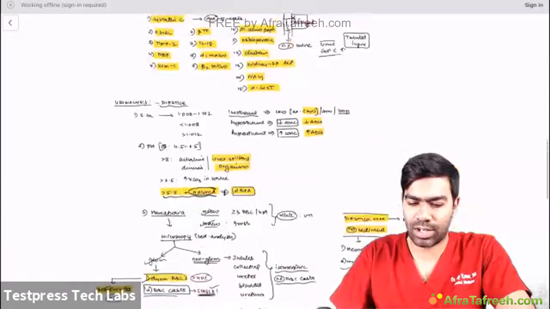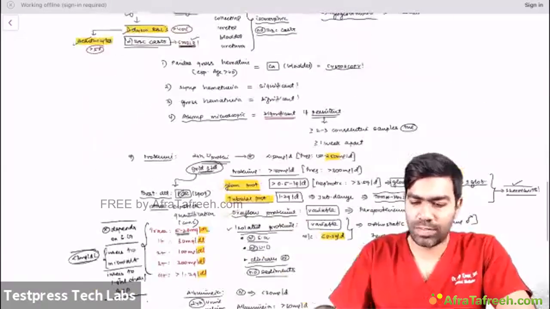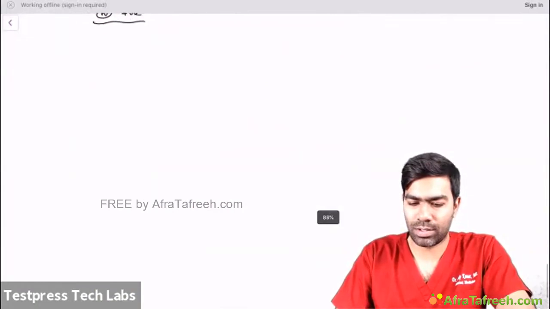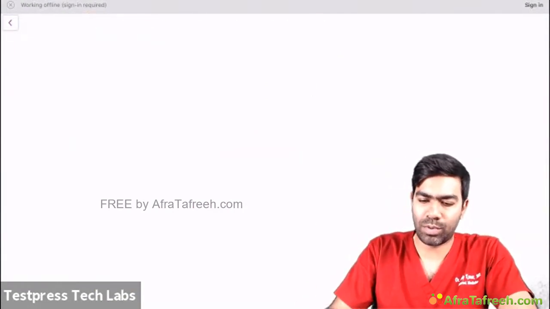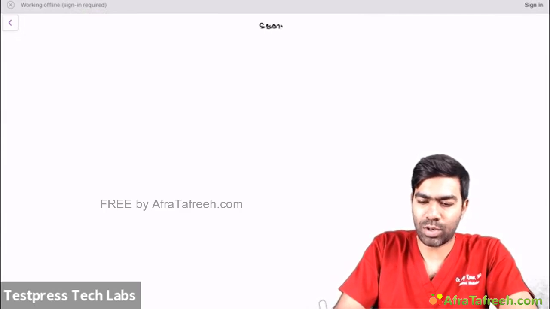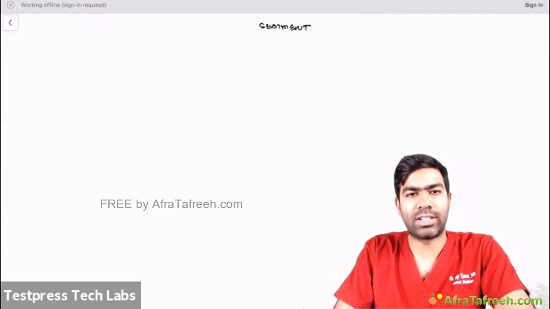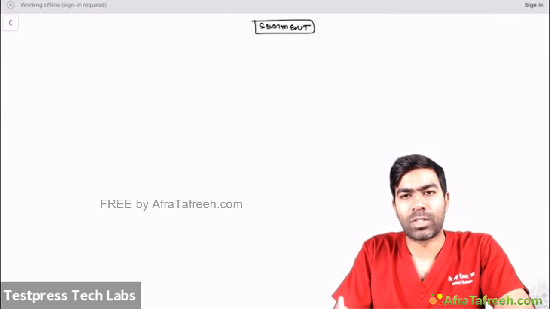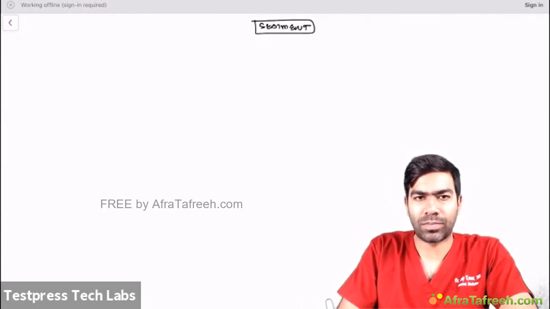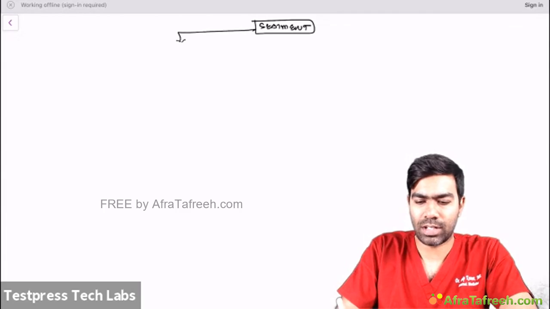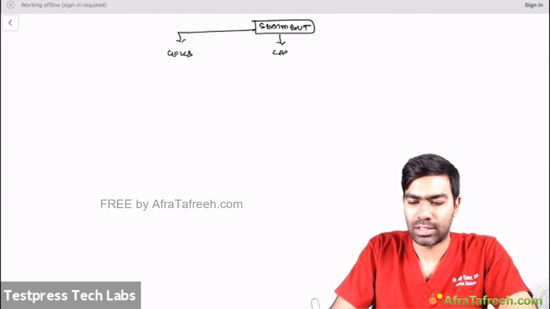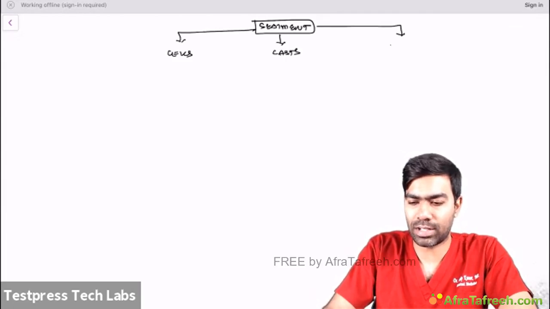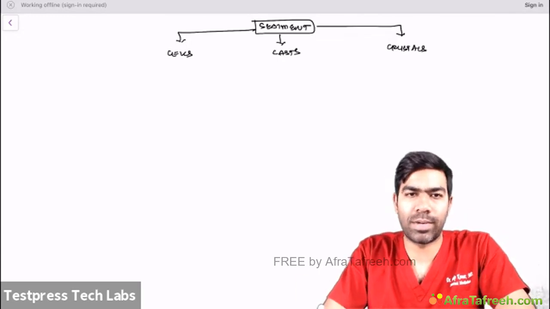So we have discussed right from specific gravity to the urobilinogen. Now the next thing is sediment analysis, which is very important, and this is a very important question in exam. As far as sediments are concerned, I can look for the cells directly. Then I can look for the casts, and I can look for the crystals. These are three things I can look for whenever I go for a sediment analysis.